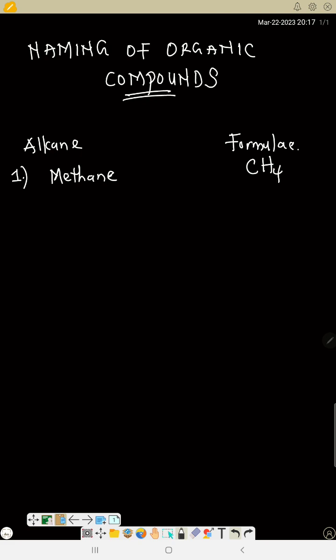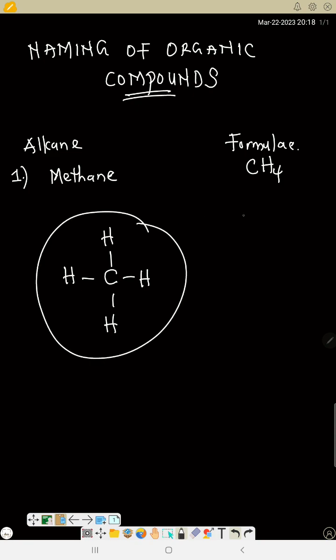So the structural formula for methane now, because it's 1 carbon, will be C. So you now have 4 bonds. So this will be H, H, H, H. So this is methane: 1 carbon and 4 hydrogen.